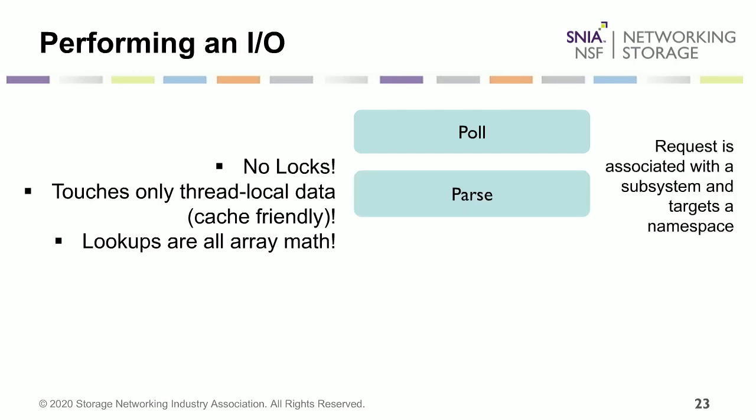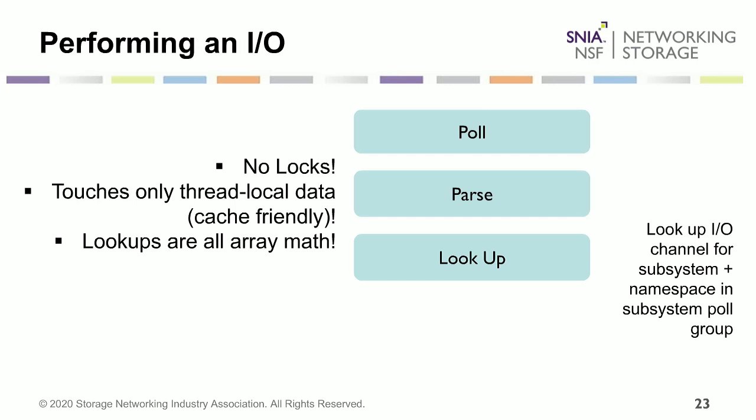Based on which connection the command came in on, we can associate it to a subsystem. And inside the command will be a namespace ID if it's a read or a write. So now we know what subsystem and what namespace ID we want. We use that information to do a lookup in the subsystem poll group, which, remember, has an array of I/O channels indexed by namespace ID. So it uses that namespace ID from the command to do a lookup into this array, and now it has the I/O channel. If the backing BDEV is an NVMe device, this I/O channel is an NVMe queue pair.